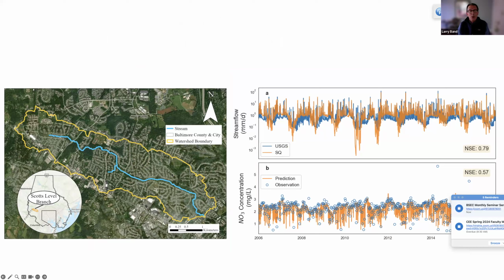Scott's Level Branch is 8 square kilometers. It's inner suburbs in the county. Medium density housing on sanitary sewers and city water. We chose this area because there's been extensive stream restoration carried out in different portions of this area. And then we're showing the simulated stream flow, and then the simulated nitrate with some observations as well.